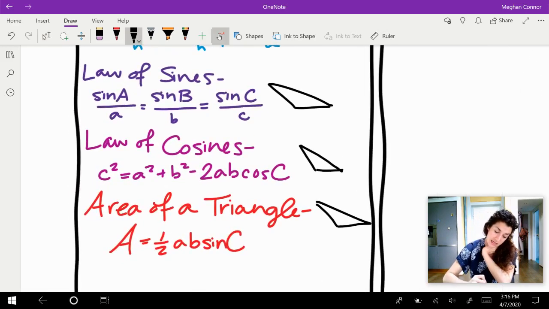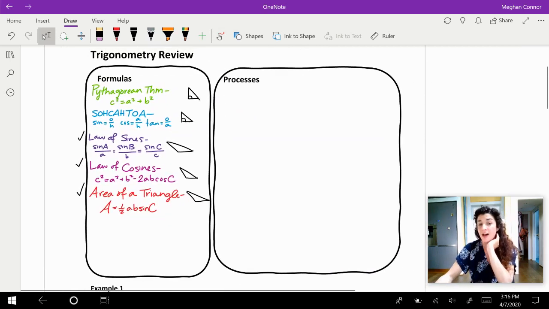Some of these are in your formula packet and some of them are not. The law of sines is in your formula packet. Law of cosines is in your formula packet, and the trigonometry area is in your formula packet. The ones that are not are your Pythagorean theorem and SOHCAHTOA. Those are not in your formula packet. You have to just know those.